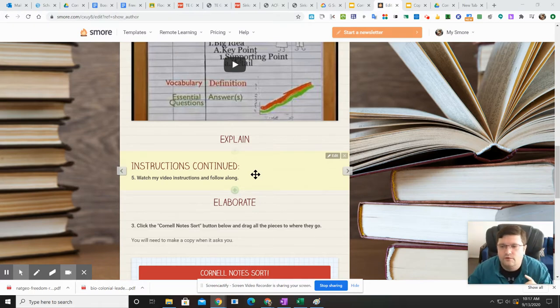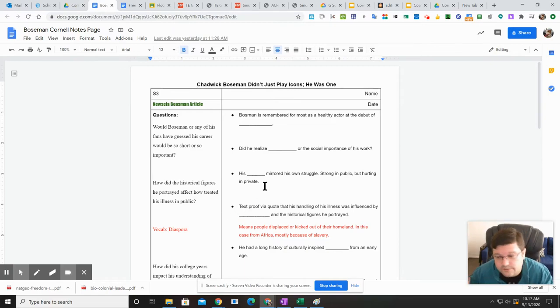Let me go over an example of what we're getting into next lesson and what Cornell notes looks like. Next lesson, we'll be covering the gentleman that played Black Panther, Chadwick Boseman. I have a Good News ELA article, and that's where we're going to start. That's not now, that's next lesson.